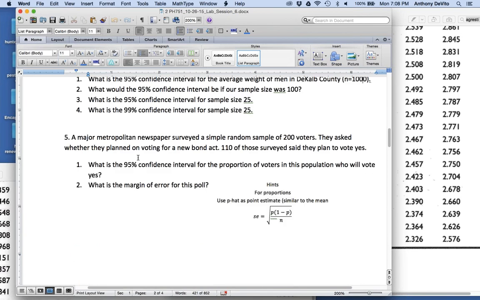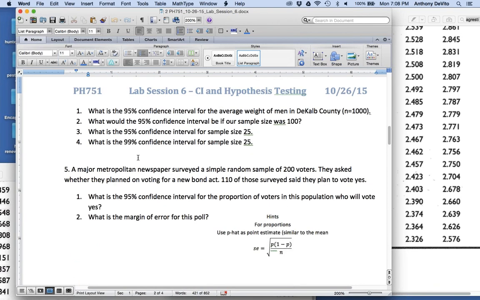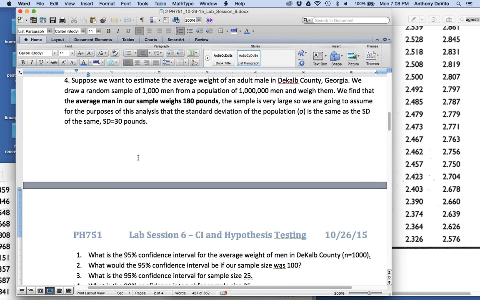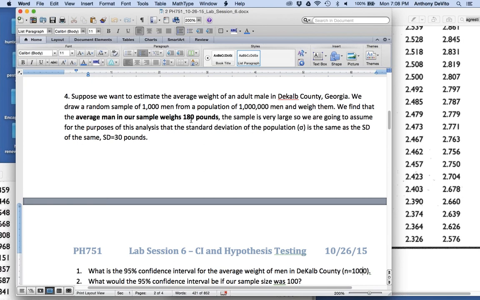And what would we do then? We would add and subtract 1.96 times 1 to our mean, because it's such a big sample size, we're going to use 1.96. So what's our confidence interval going to be? It's going to be 179 to roughly 181.